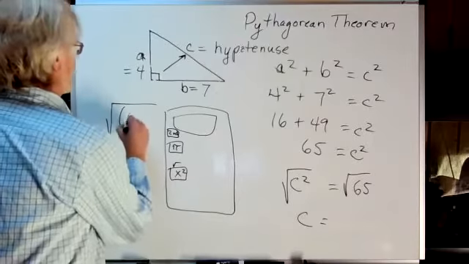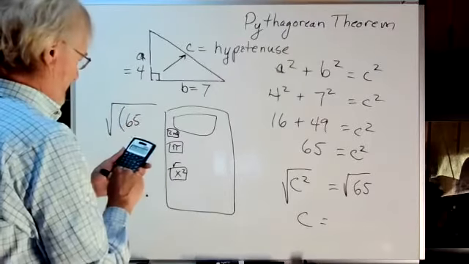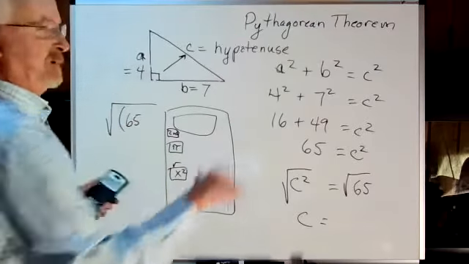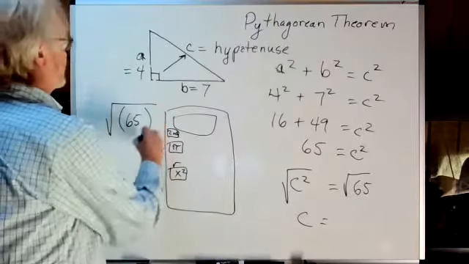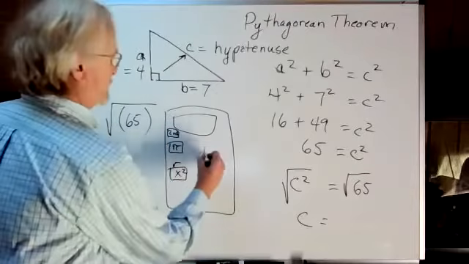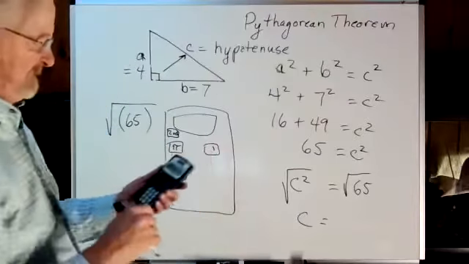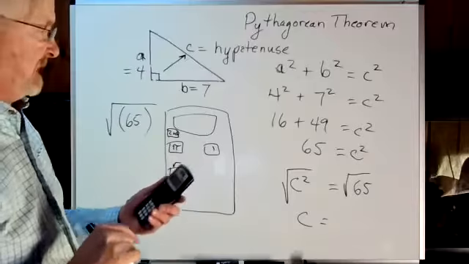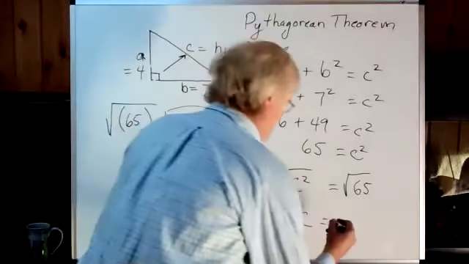I'm going to type in the 65. I think if I don't have anything else going on, I could just stop, but there's a parenthesis button up there. You could close the parenthesis. But, yep, I got 8.06.